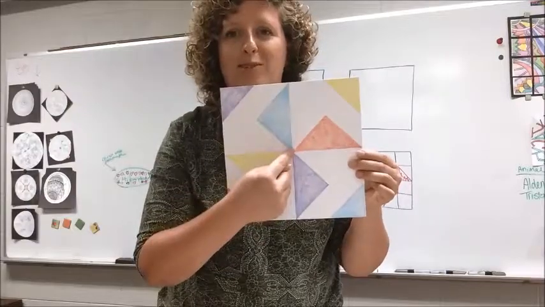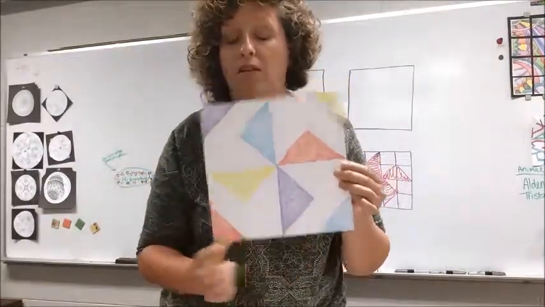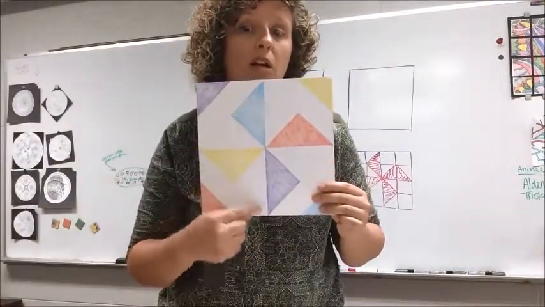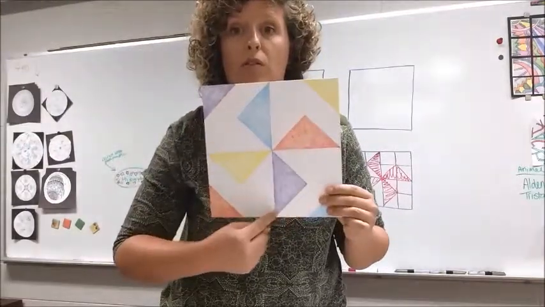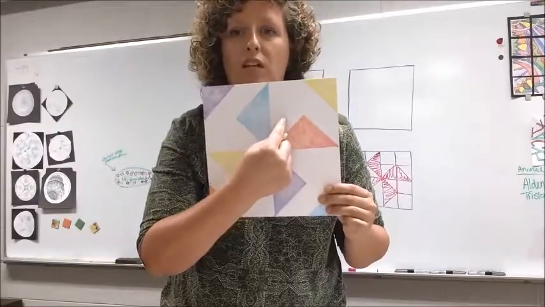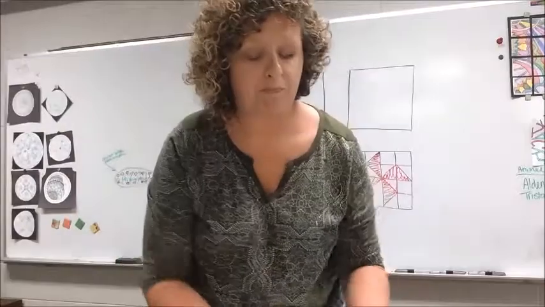So there's your triangles. And then I added corners. You could add something else. And if you drew a line from here to this one, you can see that kind of becomes that diamond that we started with on that first one. You can see the diamond. So if I colored here, here, here, and here, you would start to see that diamond shape.